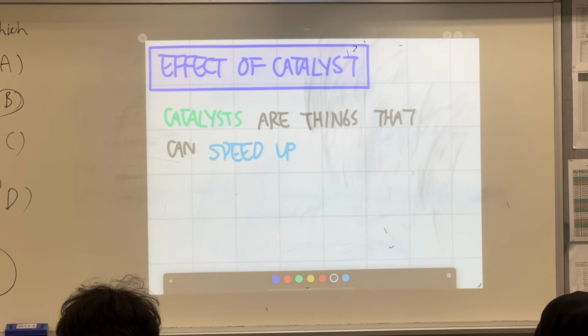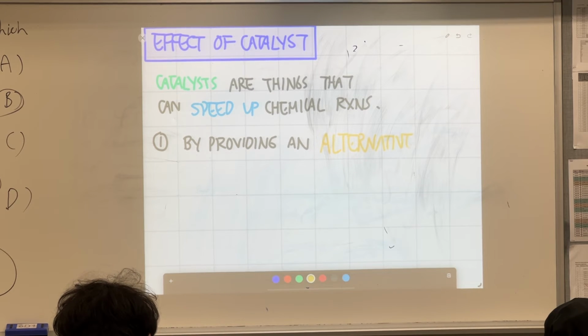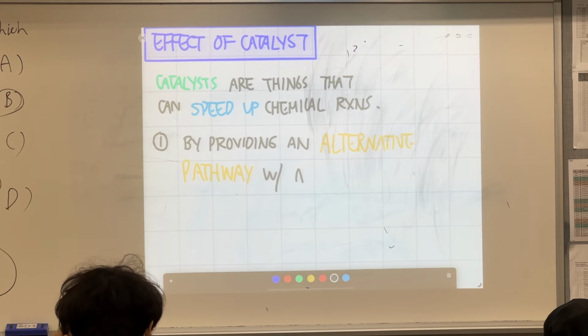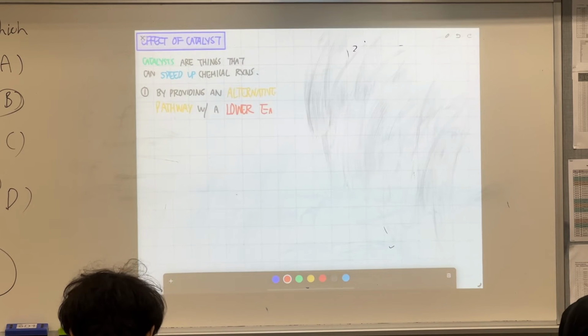In the earlier chapter, we only said they speed up reactions without explaining why. Now we need to know why. So they speed up chemical reactions, number one, by providing an alternative pathway. I have an analogy to show you again. So by providing an alternative pathway with a lower activation energy. This is point number one.